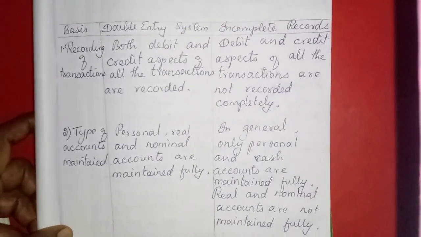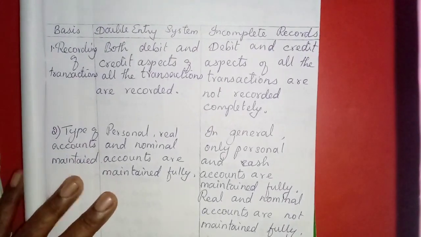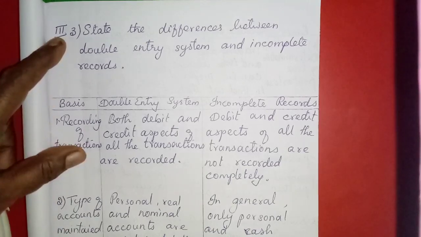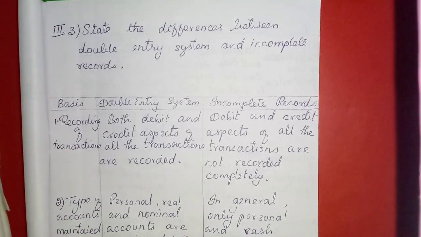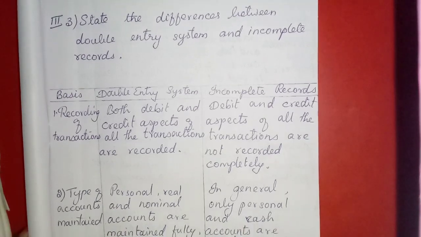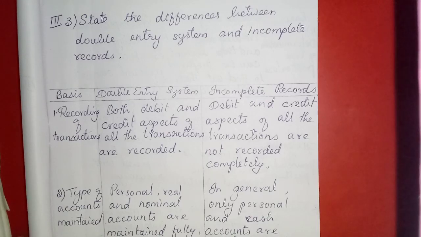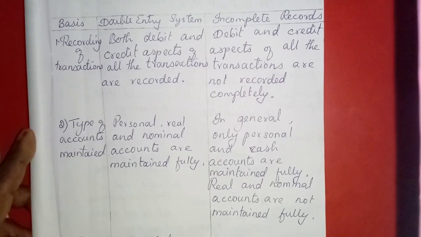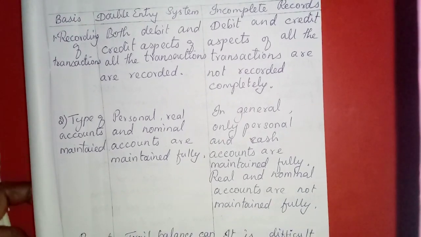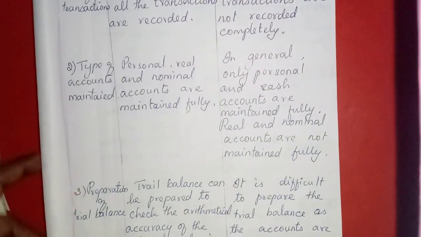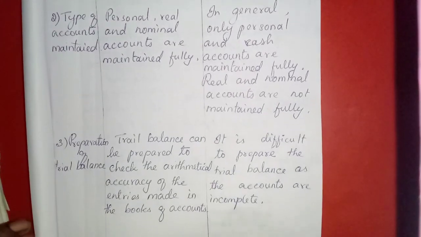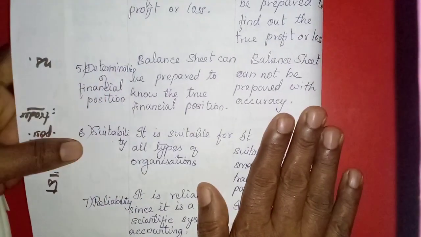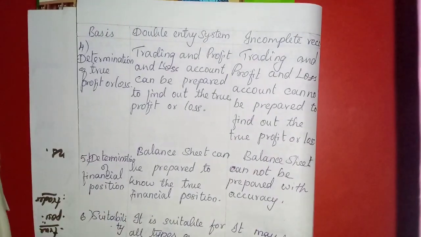You see the differences. State the differences between double entry system and incomplete records. It is given as a 3-mark question, but I have told you they may ask the same question for 5 marks also. You divide the page into 3 columns: first, basis of determination, then double entry system, then incomplete records. The first point is the recording of transactions, which I have explained to you very well. You have to write all these points. On this page only 3 points are available, and on the next page the remaining 5 points, so totally we have 8 points.